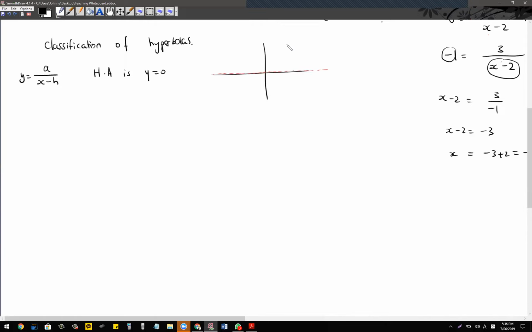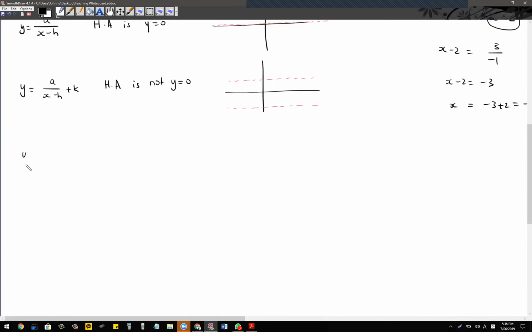And then you have some h somewhere. This is h. It could be there, it could be here as well, depending on what the value of h is. Next is y equals a over x minus h plus k. So the horizontal asymptote is not y equals 0. It will be elevated or depressed, moved up or moved down, so it'll be like that or like that.